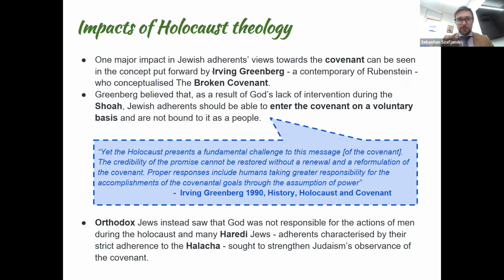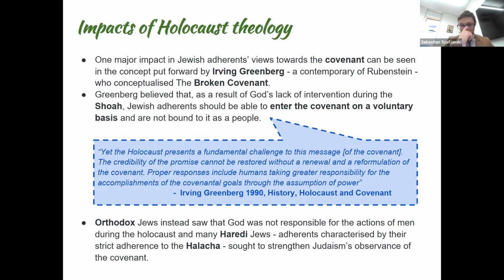I've brought in another theologian who was a contemporary of Rubinstein, so you can link that into your talk about this death of God, because Irving Greenberg conceptualized that in a new way. He spoke of the broken covenant. He said that as a result of God's lack of intervention during the Shoah, adherents could voluntarily enter the covenant based on how they felt.